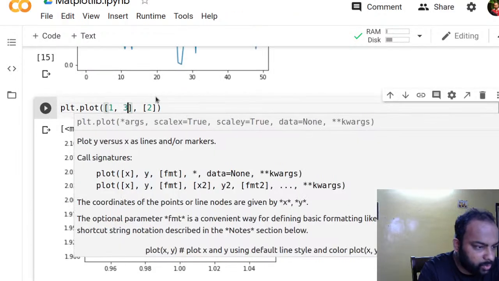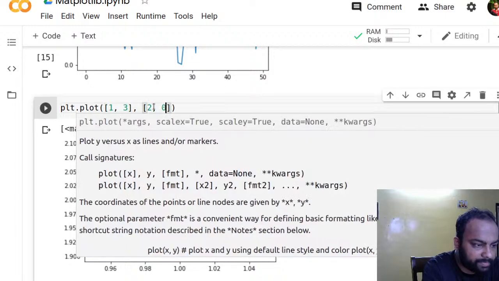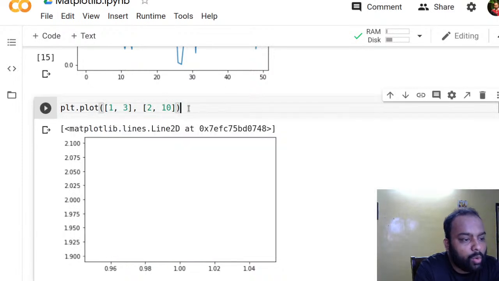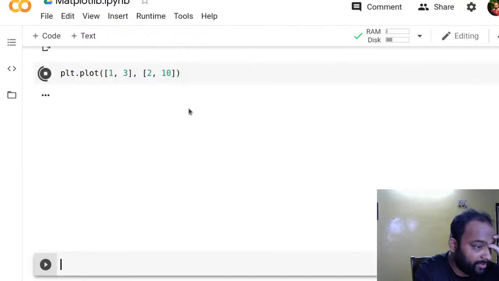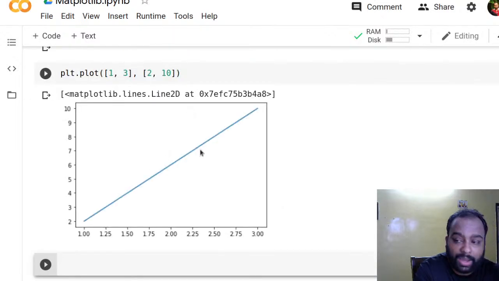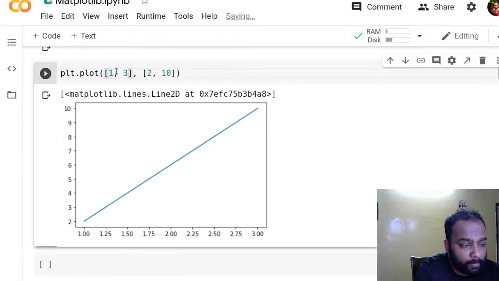Now let me do this kind of thing. Now we are plotting 2 points. Look carefully: the coordinates are 1 comma 2 and 3 comma 10. Points from the first list become the abscissa, the points on the horizontal axis, and points from the second list become points on the vertical axis. That is how we generate plots.